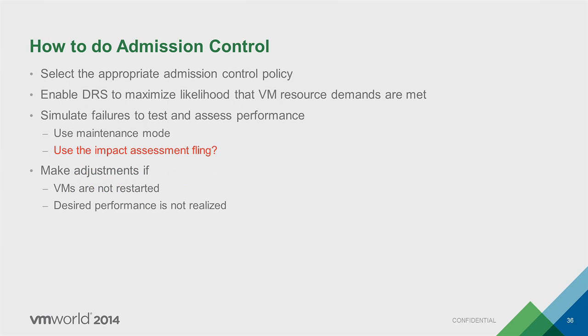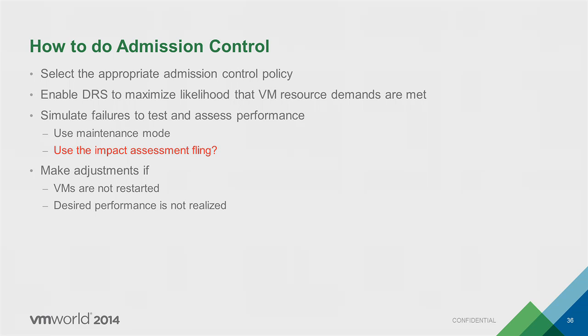So how to do admission control? Based on your scenario, there are various admission control policies available. Pick up the default, or pick up one of the policies that's right for you, and ensure DRS is enabled, so that DRS nicely balances and makes sure the VMs have enough resources if they are fragmented or not available. Once you have selected, you want to ensure that in case of a failure, your VMs will be able to restart and will be performing well.